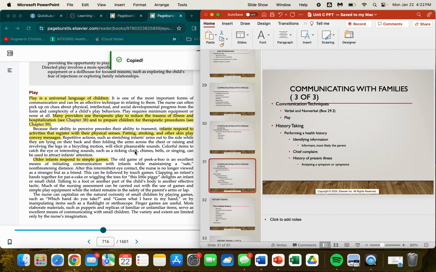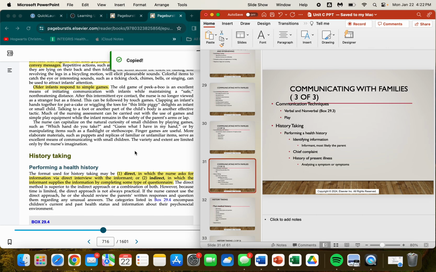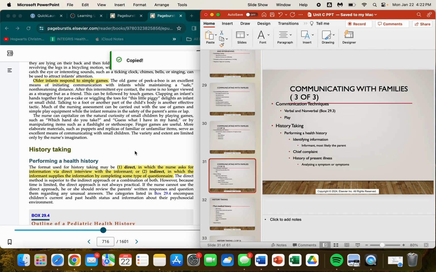Games, depending on the age level. Obviously with infants, patting, stroking, and skin to skin are all things that are appropriate to do with younger babies. But with a little bit older children, games, engagement, and interaction are all appropriate ways of communicating.